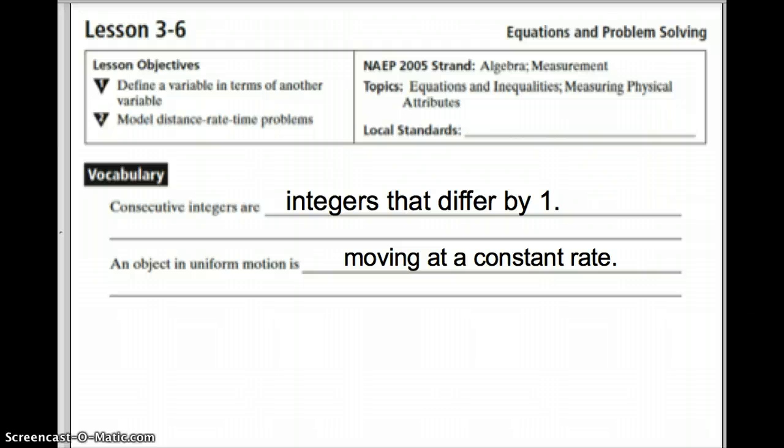Couple of vocabulary terms here. We have consecutive integers. When we talk about consecutive integers, recognize that they're just integers that differ by one. Okay, so like 4 and 5, those are right after one another. And then we have an object in uniform motion. It just means that it's moving at a constant rate. So we're not worried about starting and stopping and things like that. We just assume it's all an even pace, as you will.